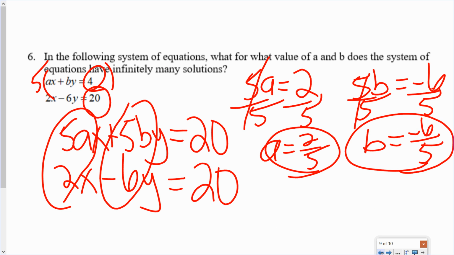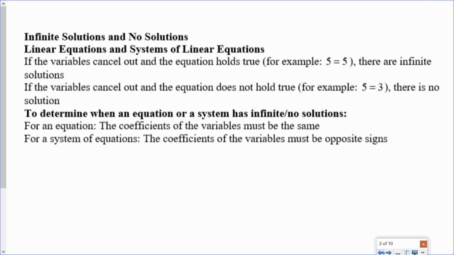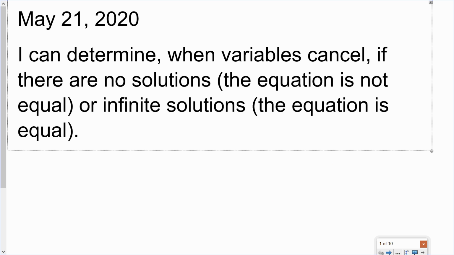So again, in order to get infinite solutions or no solutions, whether it's a regular equation or a system of equations, you need to get the variables to cancel. Once the variables are canceled, if the left-hand side equals the right-hand side, it's infinite solutions. If the left-hand side does not equal the right-hand side, then it's no solutions.